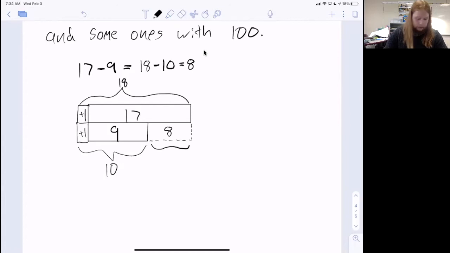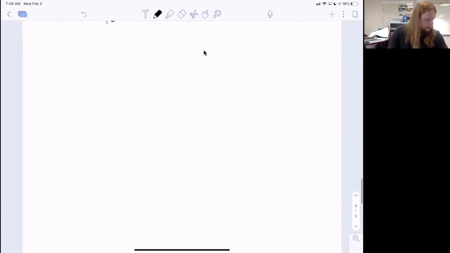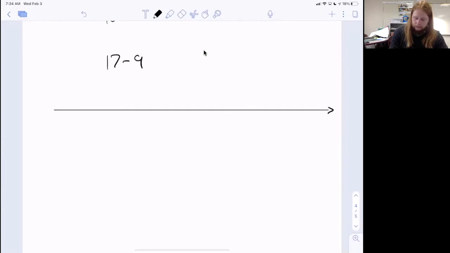All right, let's look at another way to look at it. How about a number line? We're going to have the same number, 17 minus 9, and I'm going to show it on a number line. So we start at our 0, and I'm going to count 1, 2, 3, 4, 5, 1, 2, 3, 4, 5, 1, 2, 3, 4, 5. So we're at 5, 10, 15, 16, 17, 18, 19, 20.